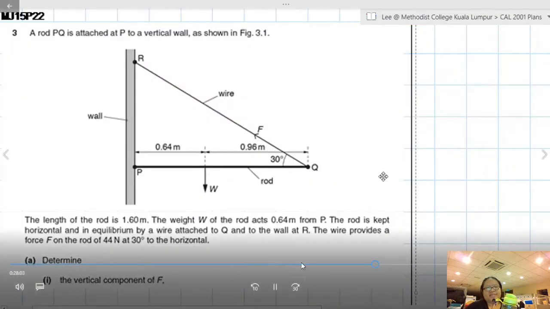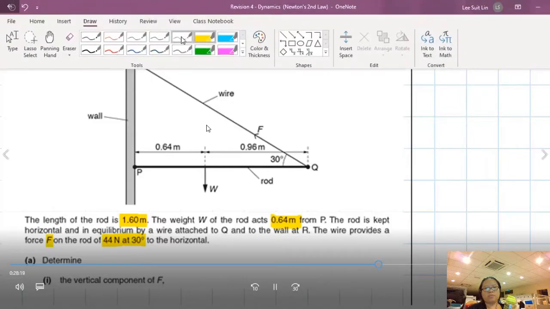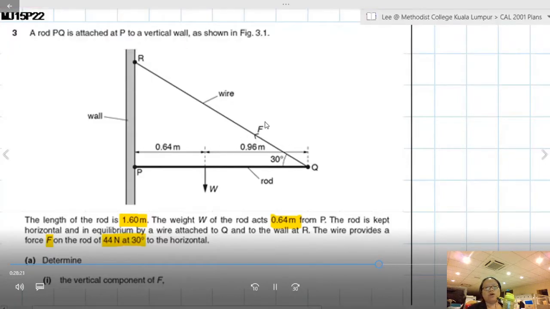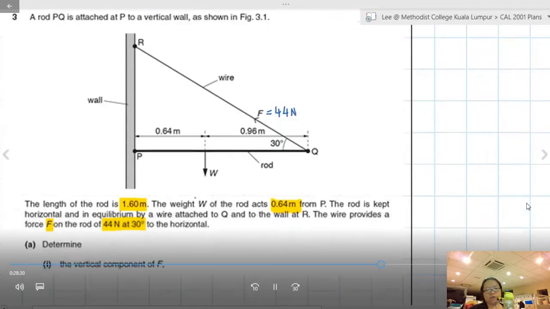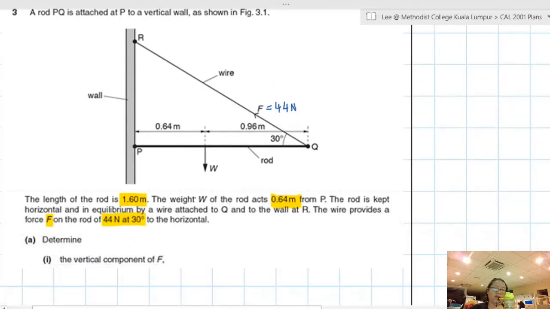Okay, so this is another example. You have a wall, you hang a bar here and then you tie a wire. The only value that they gave you, besides the length of the rod, is where the weight is. This rod is not uniform, and the tension is 44 Newton. You are asked to find the vertical component of F.